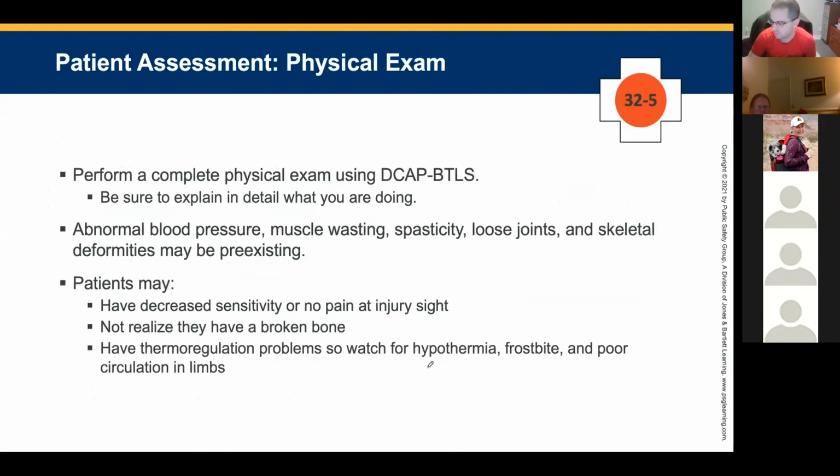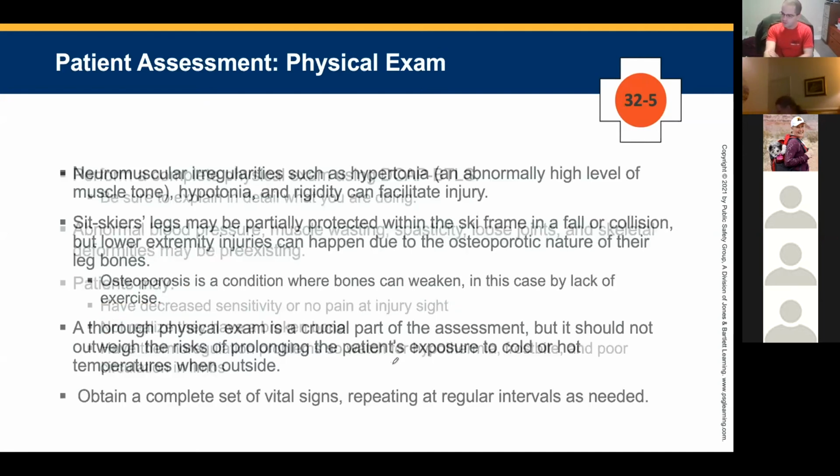All right, so we want to make sure we do our full body exam. Using our DCAP-BTLS, we're going to talk about what we're doing. We want to assess for abnormal blood pressure, muscle wasting, spasticity, loose joints, and skeletal deformities, which can all be pre-existing. Patients may have decreased sensitivity or no pain at the injury site. So this would be an example of your paralyzed individual that we talk about, right? Or they may not realize they have a broken bone. They may also have thermoregulation problems, so we want to watch for hypothermia, frostbite, or poor circulation in the limbs.